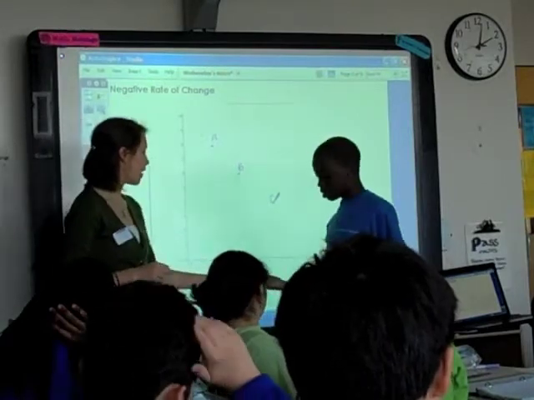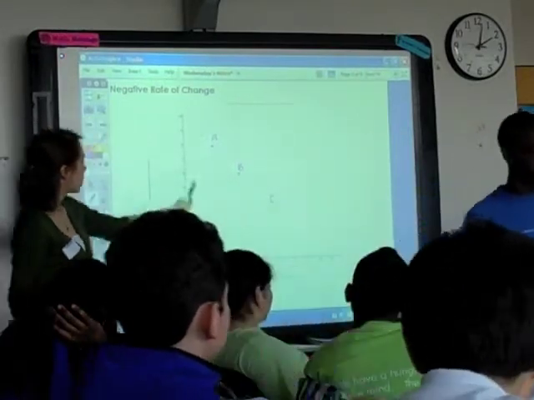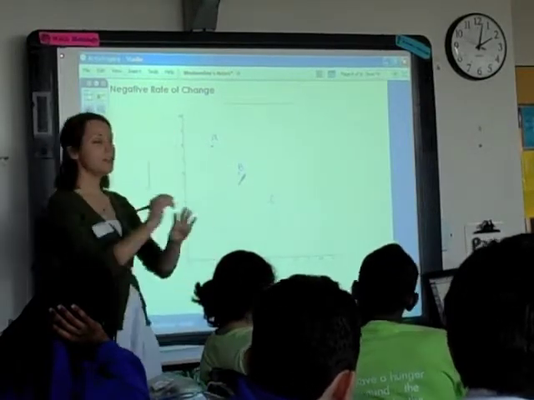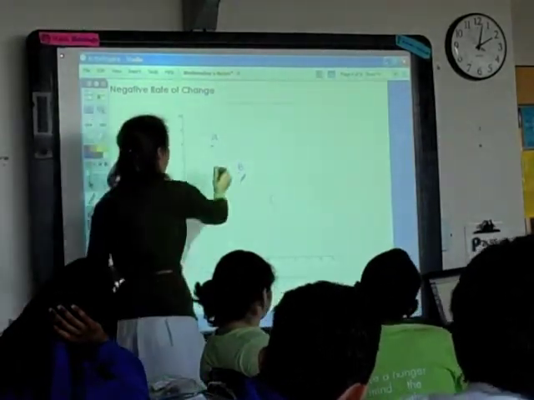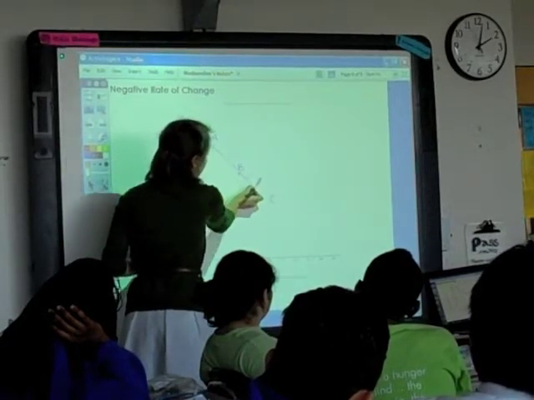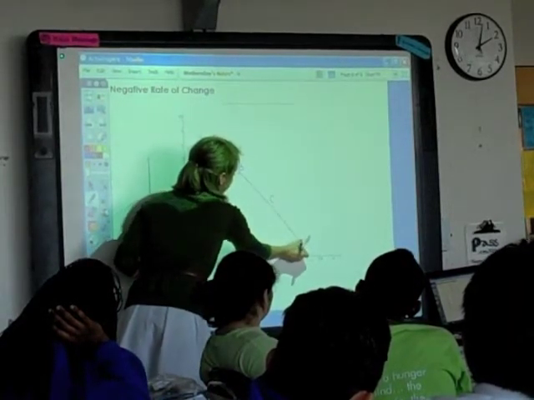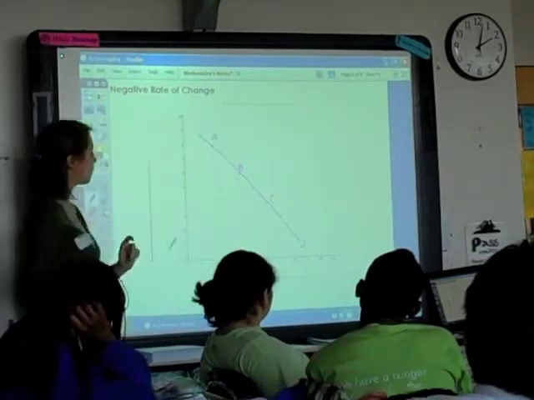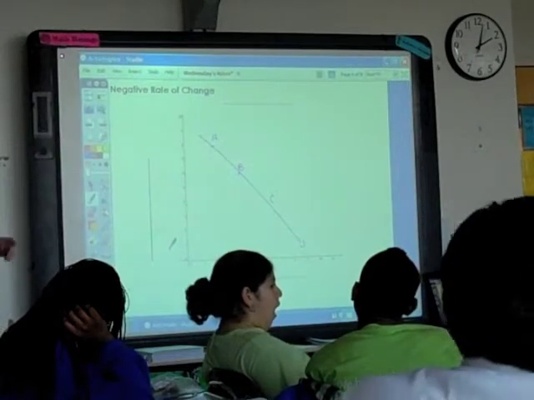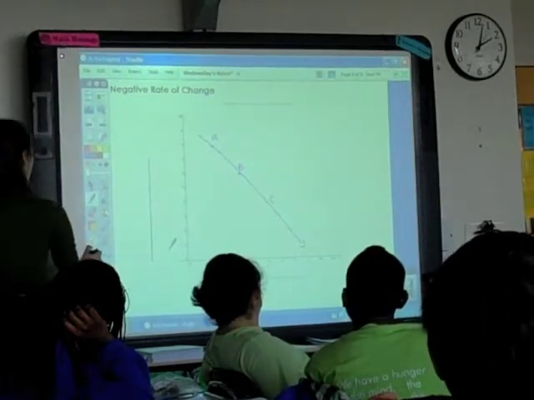Perfect. Great. So we see a negative rate of change. They have a linear relationship. And here's a clarification from yesterday. A linear relationship has to form a line. Okay? So that's going to make our lives so much easier. There's a line, right? So they're on a line. Therefore, they have a linear relationship. And there's a negative rate of change.